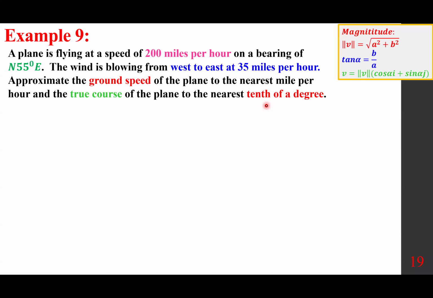So let's see what is given, everybody. So we have V sub A going in the direction of north 55 degrees east, which makes this angle 55 degrees.